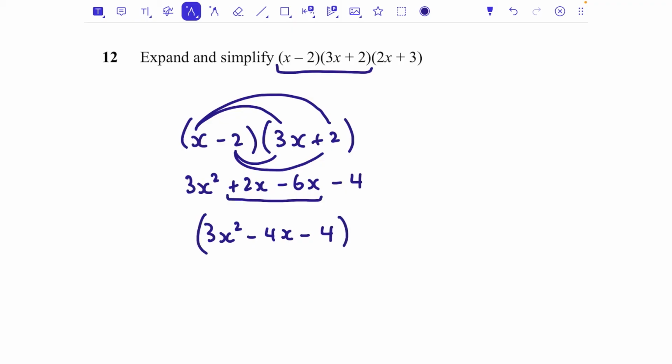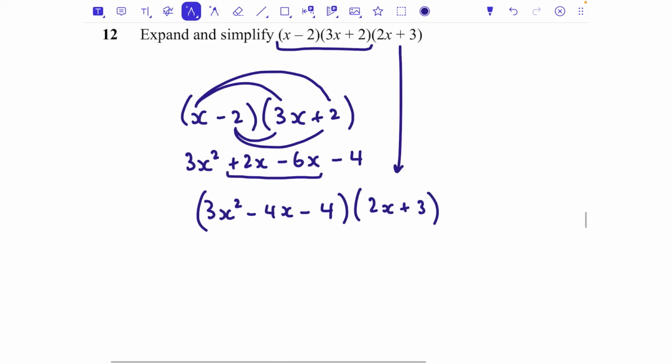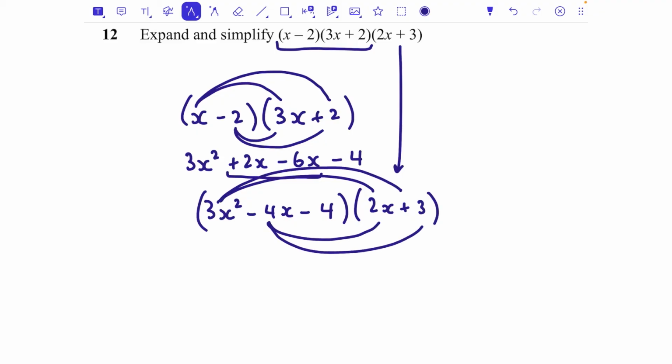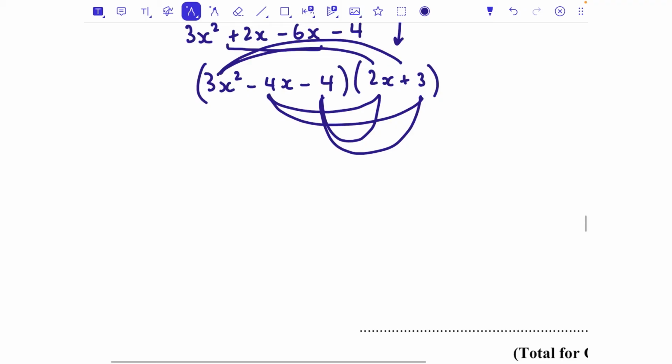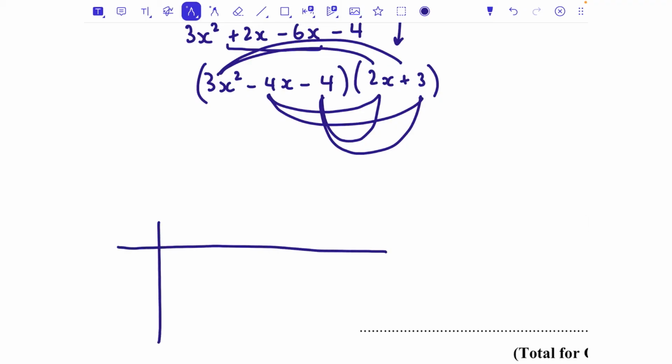I then need to take that and multiply it by the 3rd bracket, 2x add 3. Now I personally would do this by doing 3x squared times this and 3x squared times this, and then minus 4x times this and minus 4x times this, and minus 4 times this and minus 4 times this. However, I know a lot of you find that quite confusing, and in an exam I think it's probably better just to lay it out in a way that you know you're not going to go wrong. So either way, I'm going to do both.